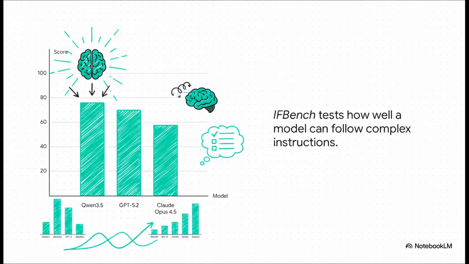This is IFbench, and it basically tests how well a model can follow complicated instructions. As you can see, Qwen 3.5 is outperforming the latest models from both GPT and Claude. And this isn't a one-off. This pattern holds up across a whole lot of different benchmarks. It's not just competing, it's often leading the pack.